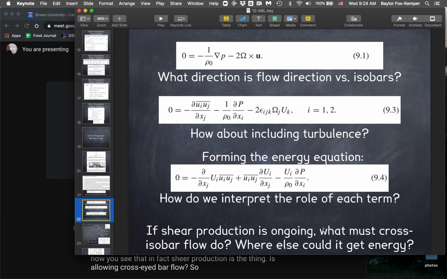So if shear production is ongoing, the cross isobar flow can go. The turbulence could also be getting energy from buoyancy production, if it likes, which might drive even more substantial Reynolds stresses than you might get from this term alone. So you could in fact end up with a more vigorous cross isobar flow.